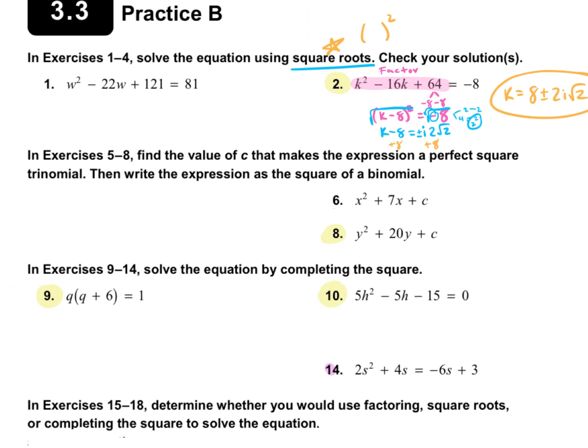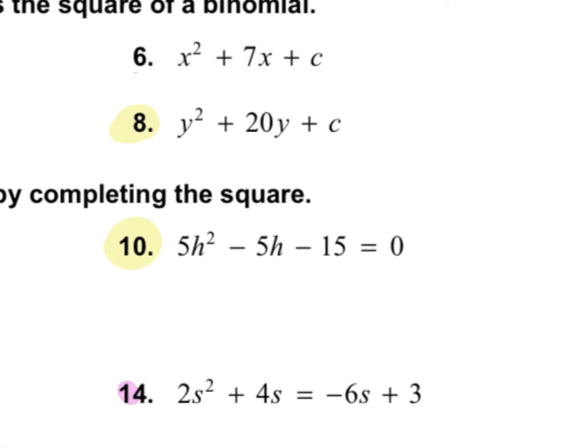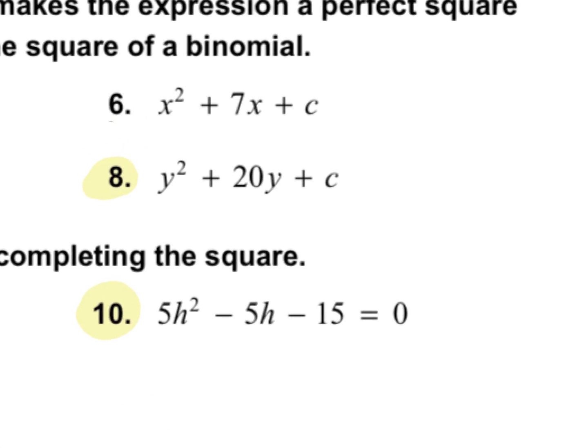For number 8, it says find the value of c that makes the expression a perfect square trinomial, then write the expression as the square of a binomial. So how do I find the value of c that makes this a perfect square trinomial, George? Divide 20 by 2 and then square it. Perfect. So my formula is b over 2 squared, and my b is 20, so that would be 20 over 2 squared. What's 20 over 2?